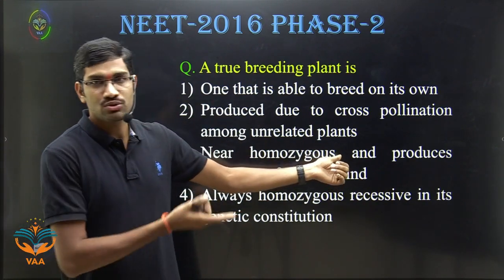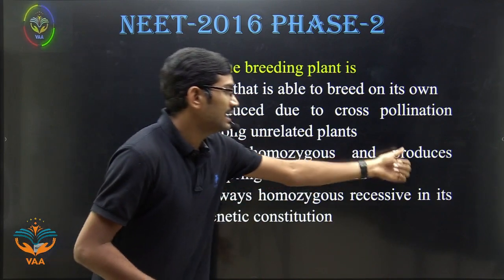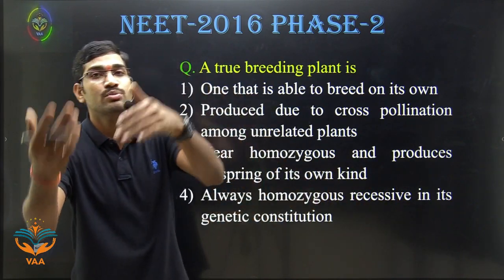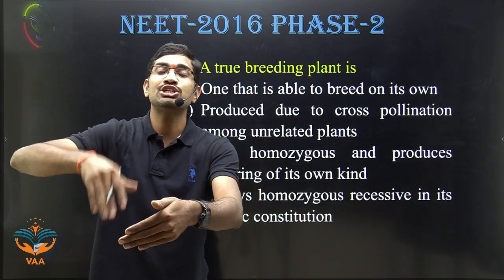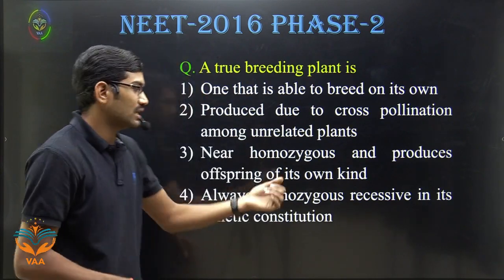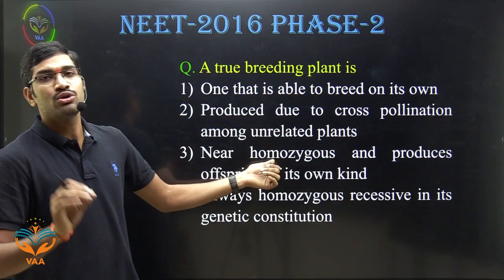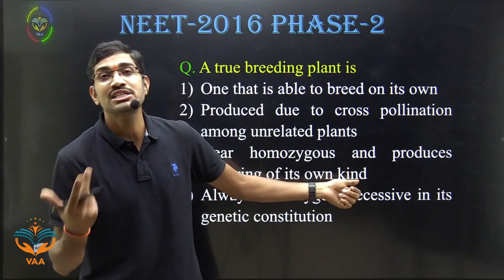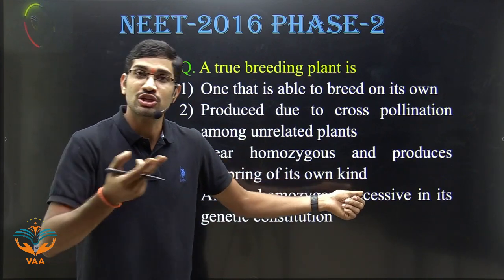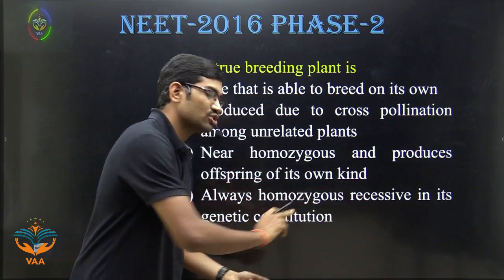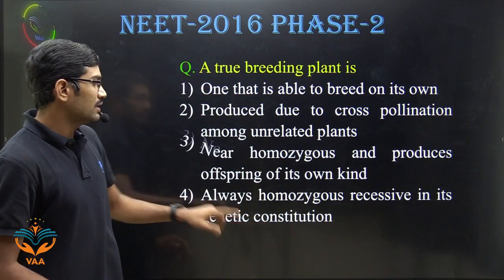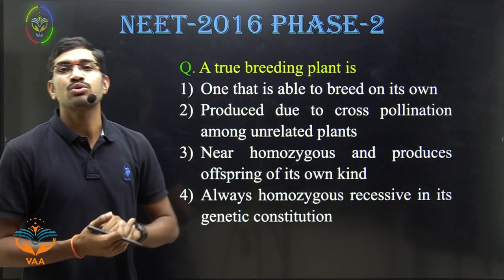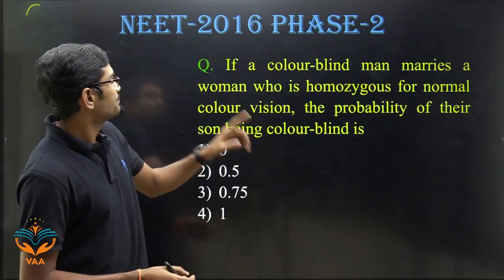Near homozygous. So they are talking about the homozygous condition, and produces offspring of its own kind. So offspring are also like the parent, genotypically and phenotypically also. So that's why this is actually defining the true breeding condition. Next one, always homozygous recessive. What about homozygous dominant? They are not mentioning that. That is also possible, no? So that's why this option is also not correct. So out of all these four, option 3 is the correct one, which is actually defining what a true breeding plant is. Okay, next one.